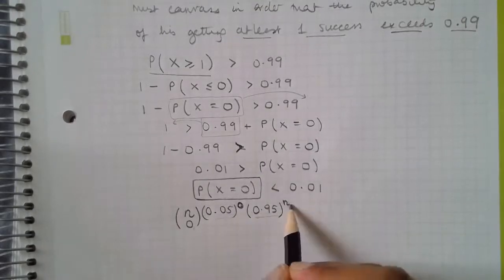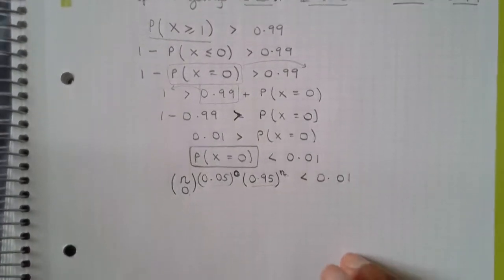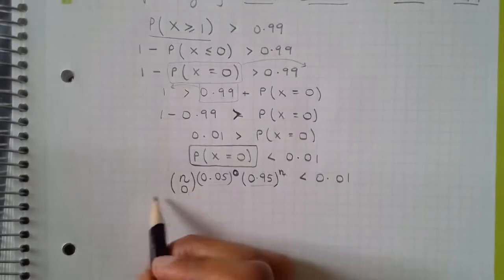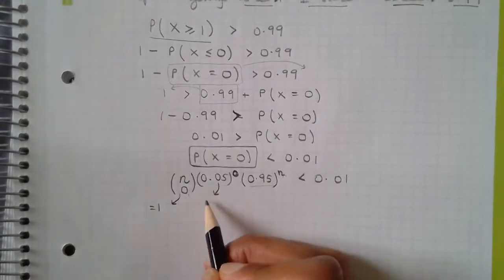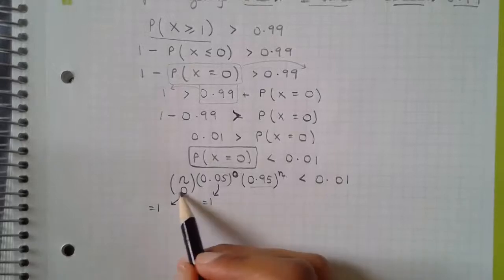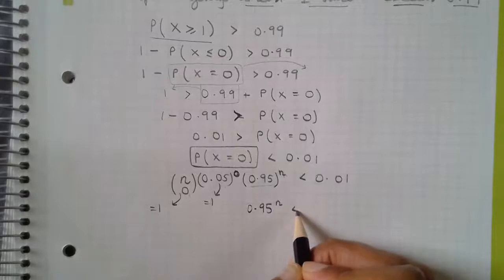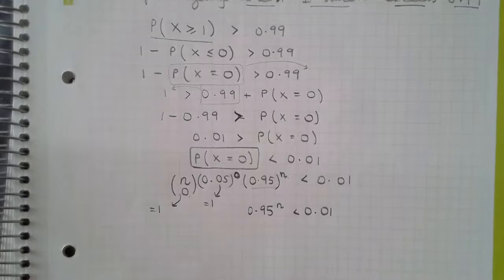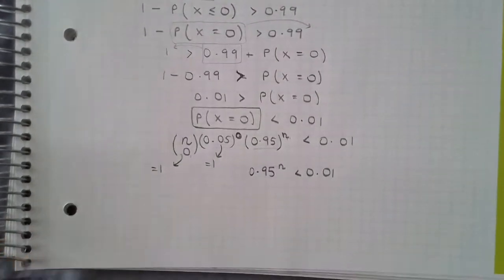Now, we know that nCr with any number and 0 is just 1. Anything to the power of 0 is also 1. So it's 1 times 1 times 0.95 to the power of n is less than 0.01. Now here you have two options, Year 12s. You could use trial and error, and sub in different values and see what value of n gets you a value that's less than 0.01, or we could use logs.